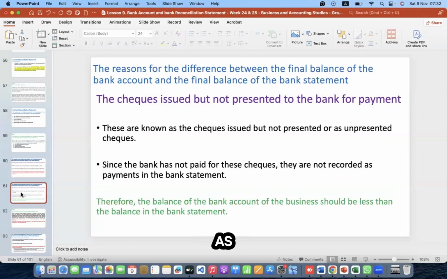These are known as the checks issued but not presented, or unpresented checks. Since the bank has not paid for these checks, they are not recorded as payments in the bank statement. Therefore, the balance in the bank account of the business should be less than the balance of the bank statement.